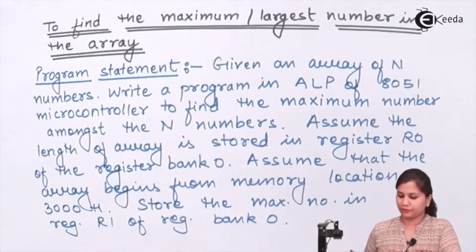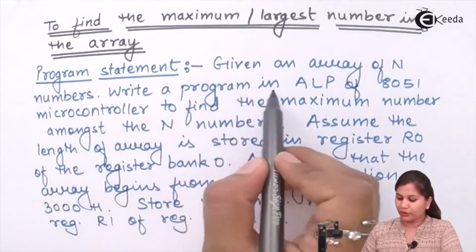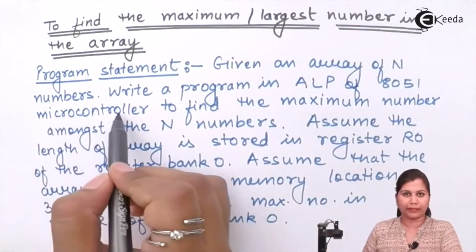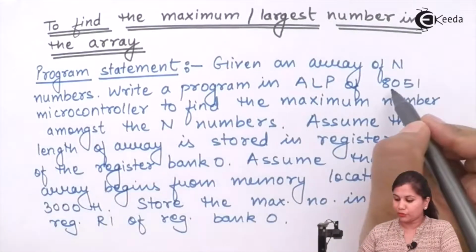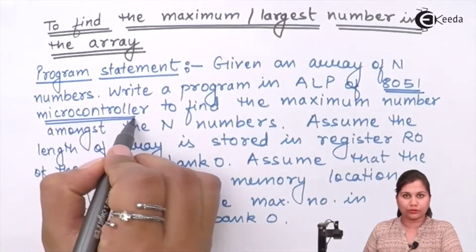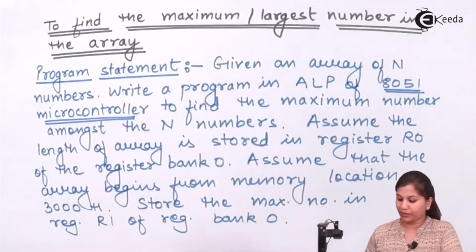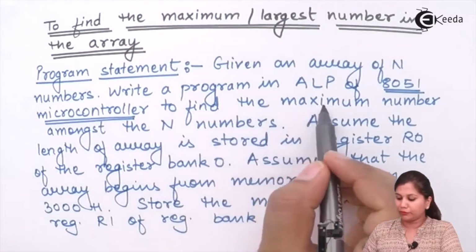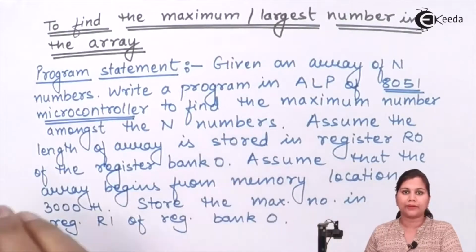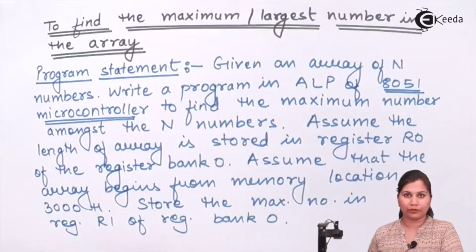So we are given an array of n numbers, and we have to write a program in the assembly language of the 8051 microcontroller. Means we have to use the instructions of the 8051 microcontroller, and using those instructions we have to write a program that finds the maximum number amongst the n numbers present in that array. An array is already given to us.